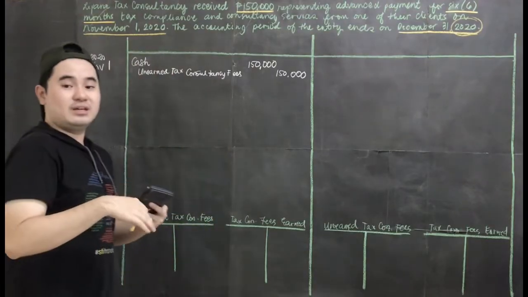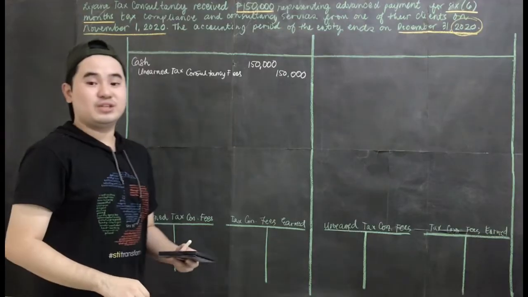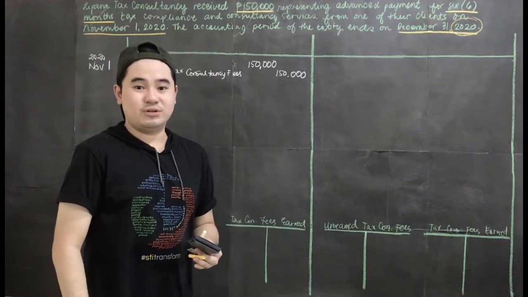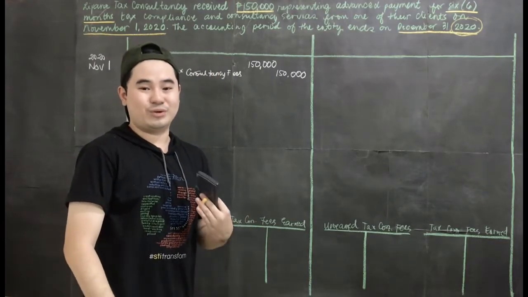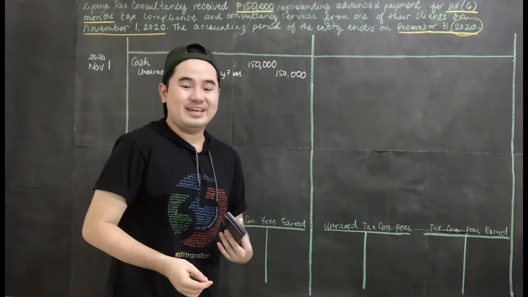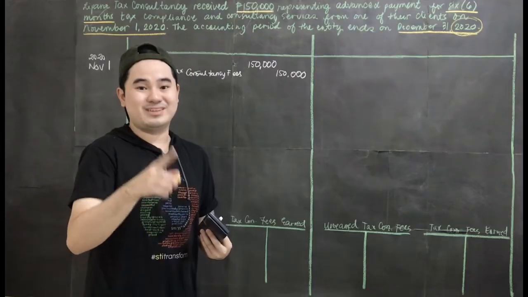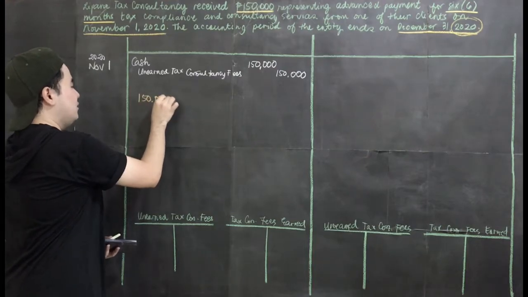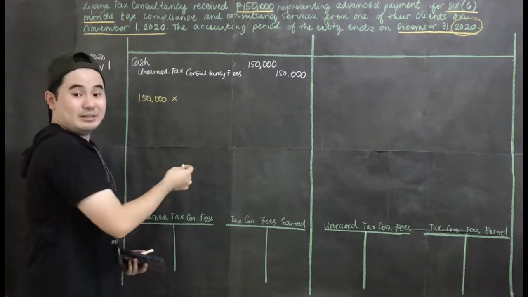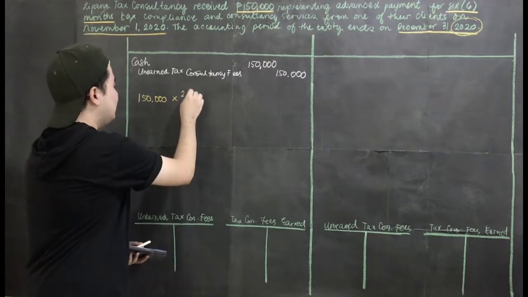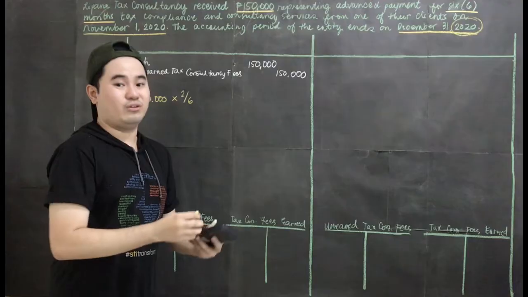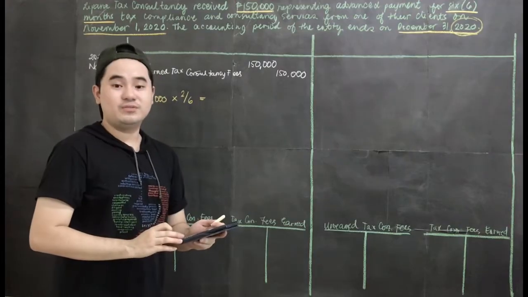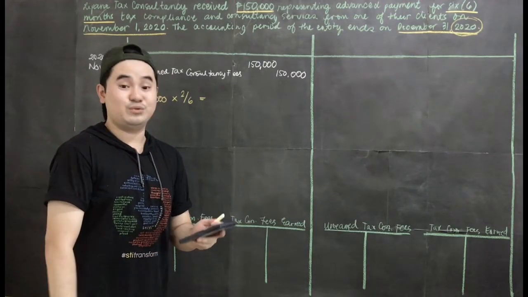If the company received it on November 1 and the financial statements will be prepared on December 31, 2 months of service has already been rendered by the company, so they need to recognize revenue for 2 months already. With that given, if 150,000 represents 6 months, this will be your analysis. 150,000 of unearned revenue, multiplied by the 2 months that were already earned divided by 6 months total coverage. So 150,000 times 2 divided by 6 will give you 50,000.